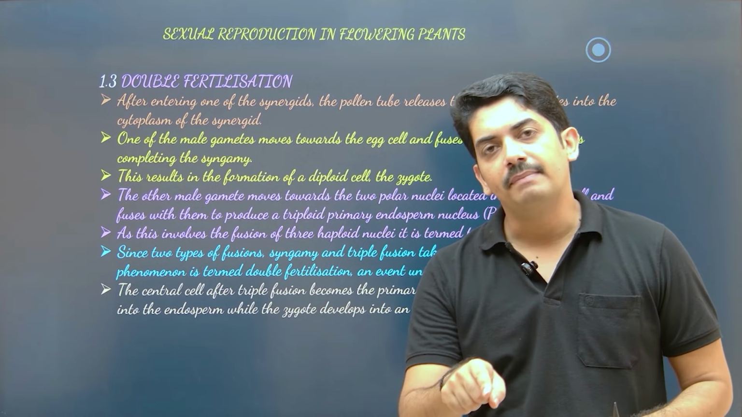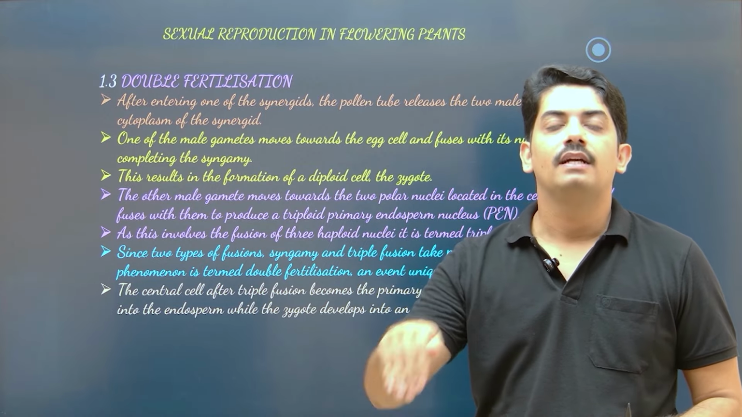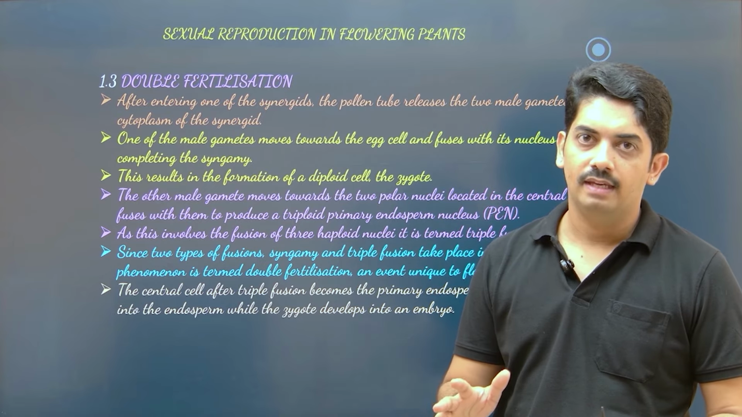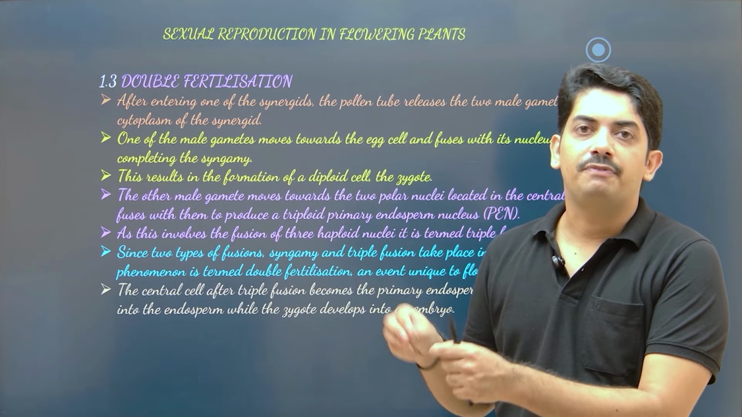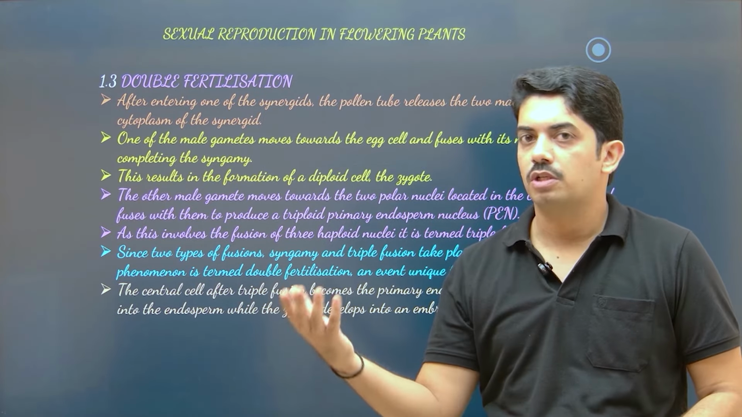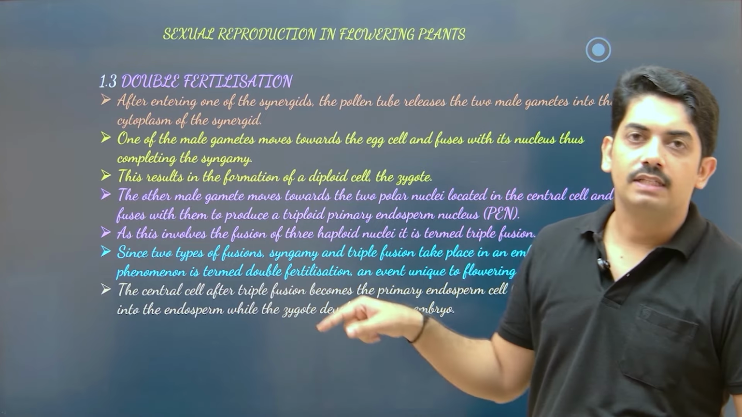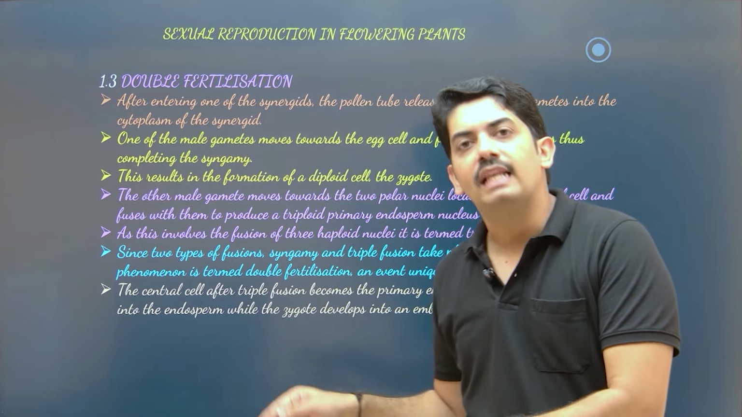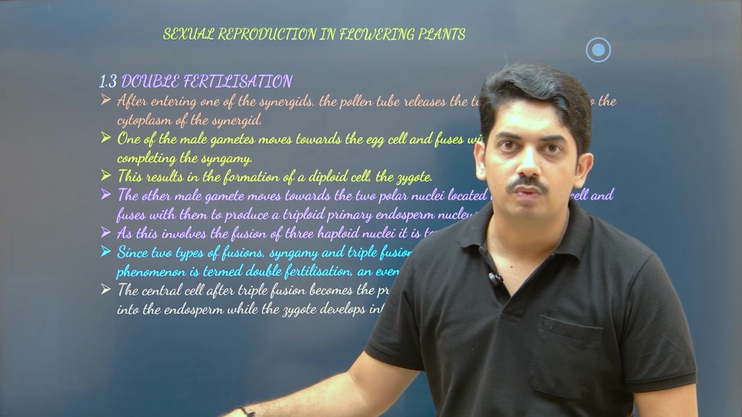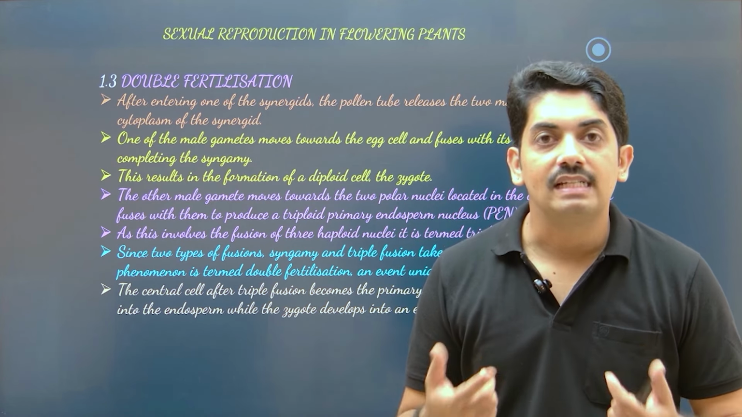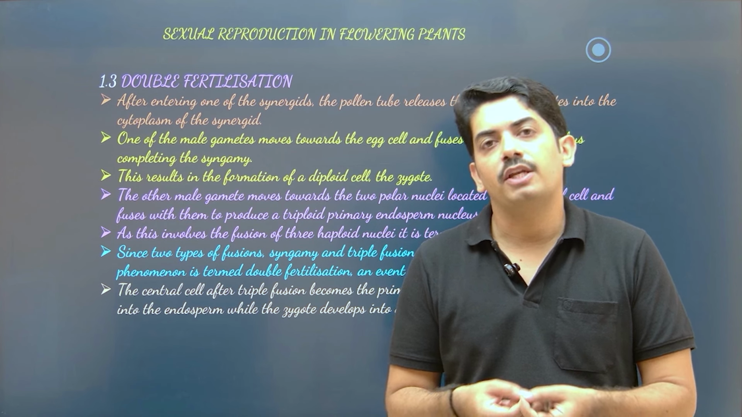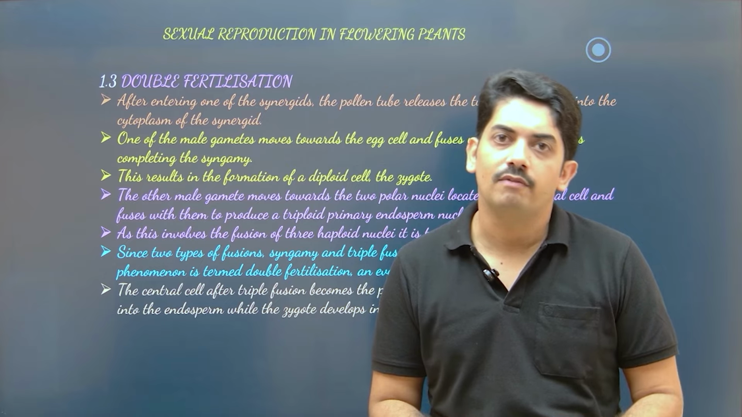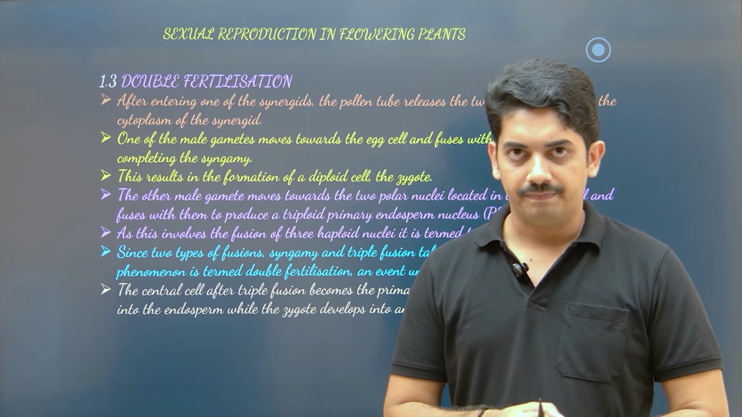One of the male gametes fuses with the egg and leads to syngamy. This fusion of male and female gametes leads to the formation of the zygote. At the same time, another male gamete fuses with the polar nuclei, and we call it triple fusion, which makes sure that the polar nuclei, after fertilization, develop into endosperm.